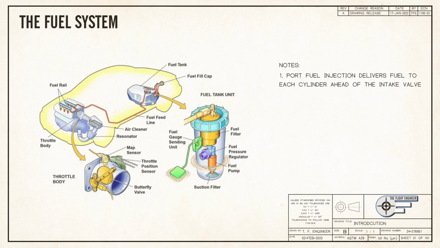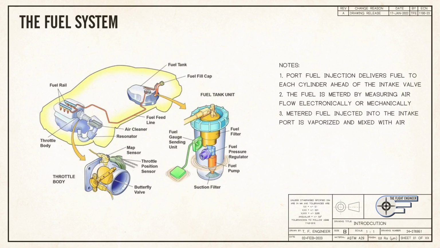To address the carburetor's shortcomings, systems have been designed to provide fuel into each engine cylinder, or in this case, each cylinder's intake port. This port fuel injection replaces the carburetor with a throttle assembly that can measure airflow either electronically or mechanically. With the airflow into the engine known, the correct amount of corresponding fuel can be pulsed or injected into each cylinder's intake port.